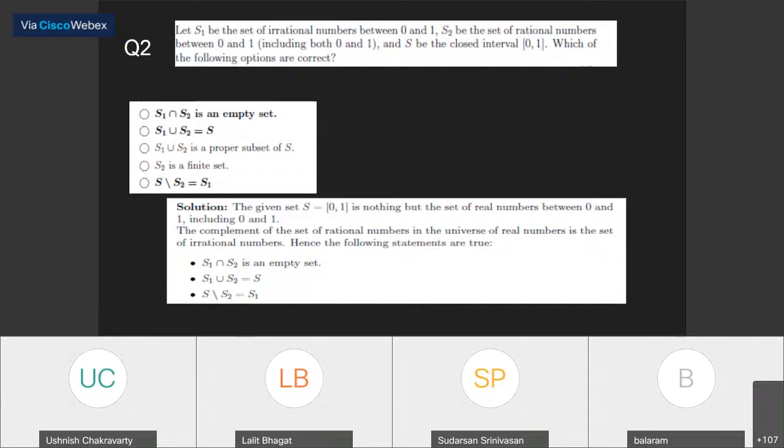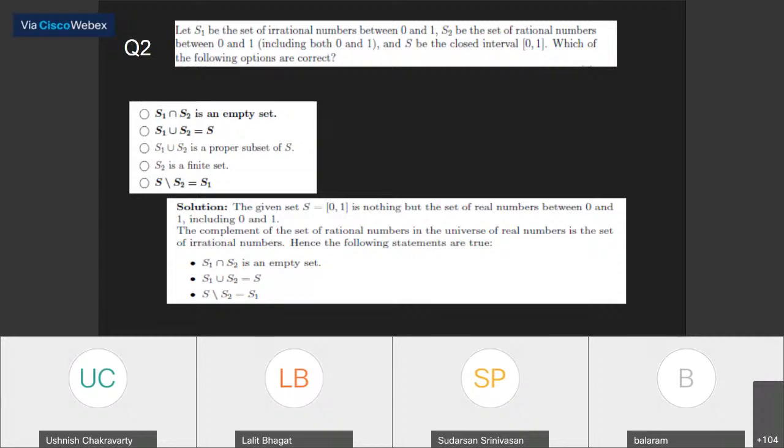Right. It covers it all. It covers natural numbers, it covers integers, everything. So nothing is left in the universe. Universe is nothing but real numbers. Sir, can you please explain the first option actually? I'm not able to trace it out, how it is happening.